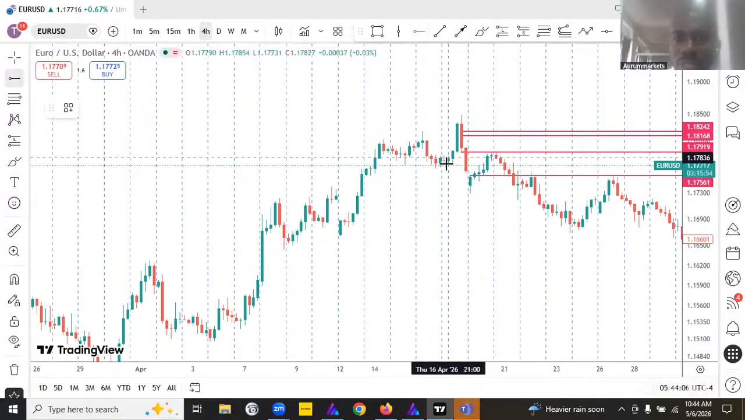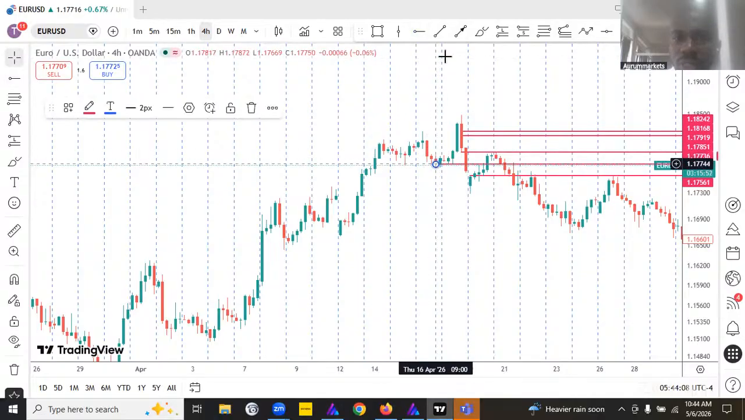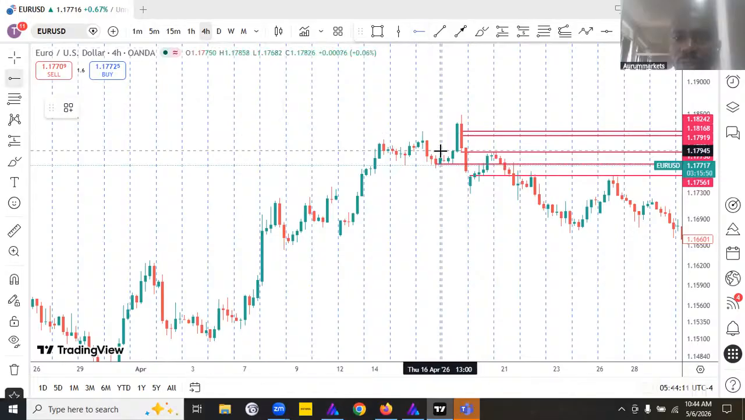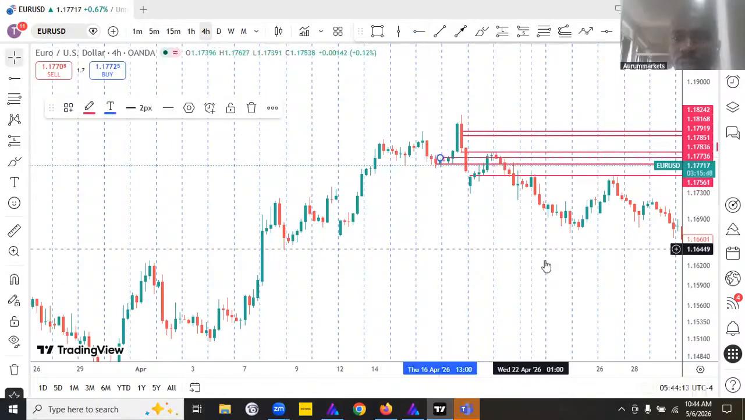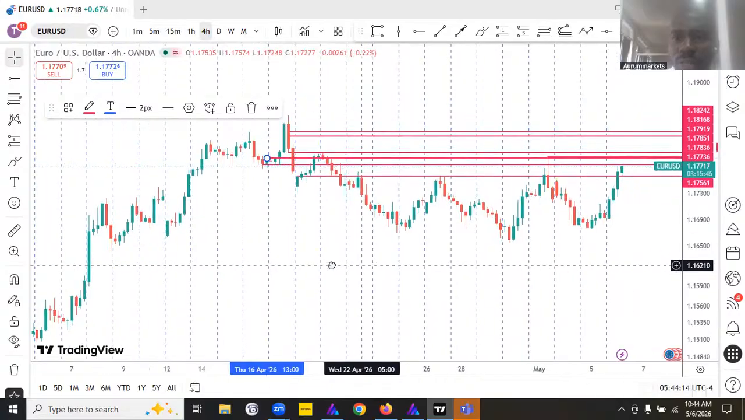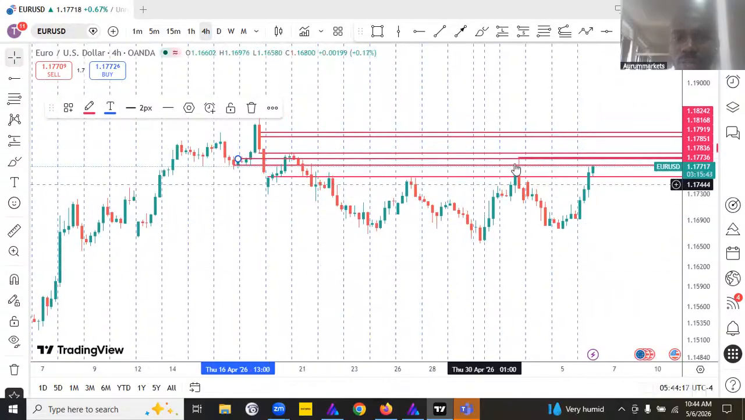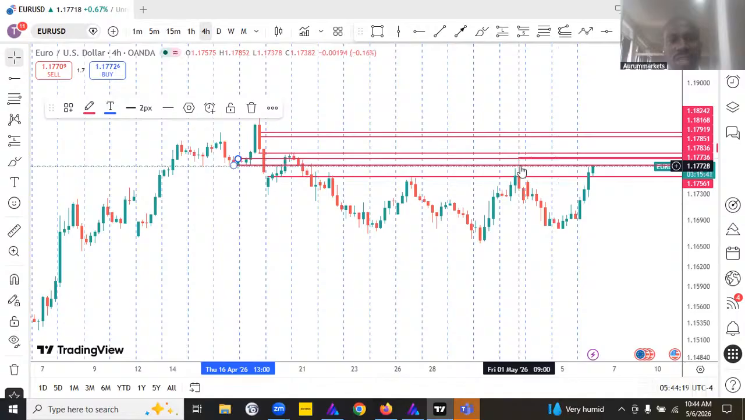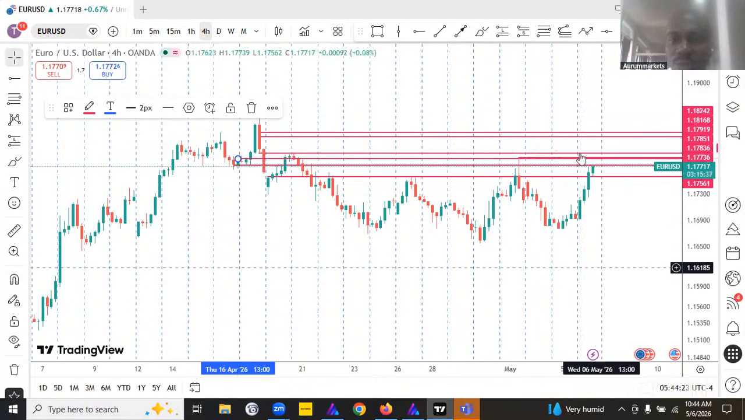Let's see where price is. Okay, price already pulled back to this breaker block. Let's see if this high is respected, then one should look for sell.